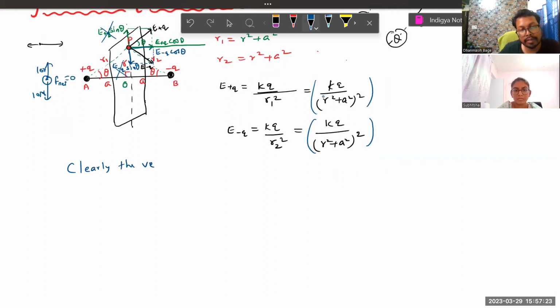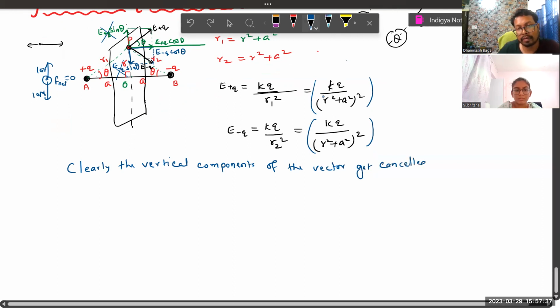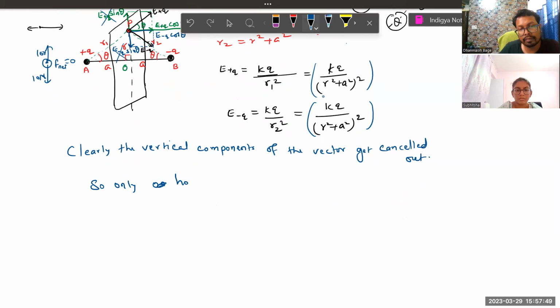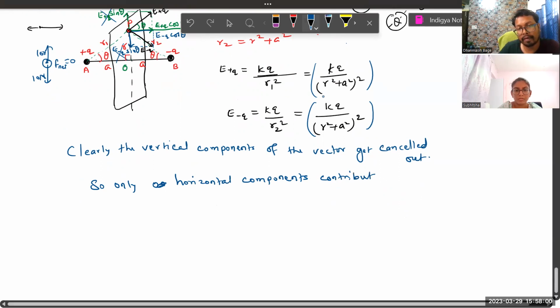Clearly, the vertical components of the vector get cancelled out. So only horizontal components contribute to the net electric field.